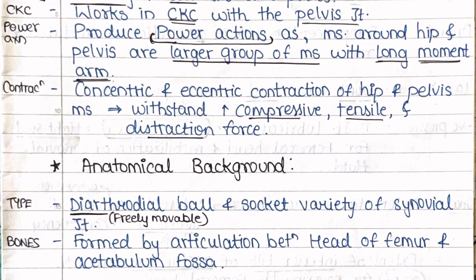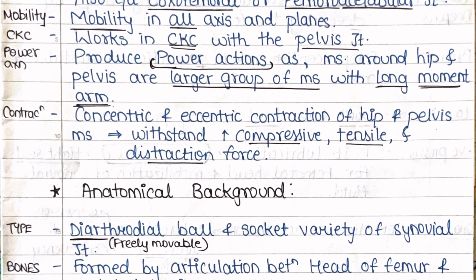Then comes contraction: eccentric and concentric contractions of the hip and pelvis muscles. Concentric means contraction and eccentric means elongation of the hip and pelvis muscles. It withstands high compressive, high tensile and high distraction force. So this was our basic introduction.